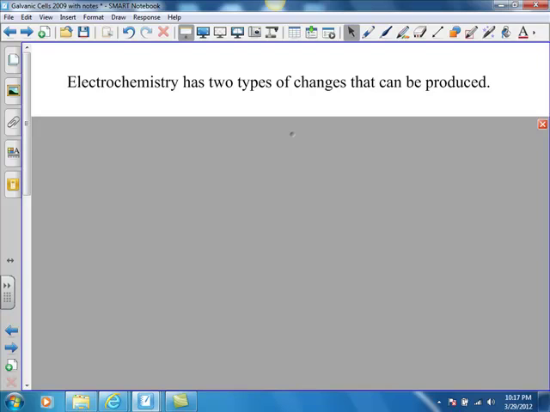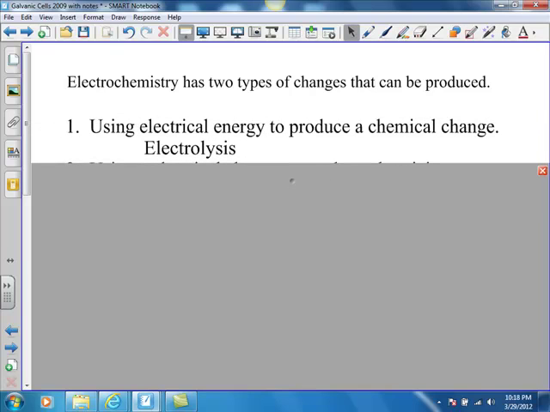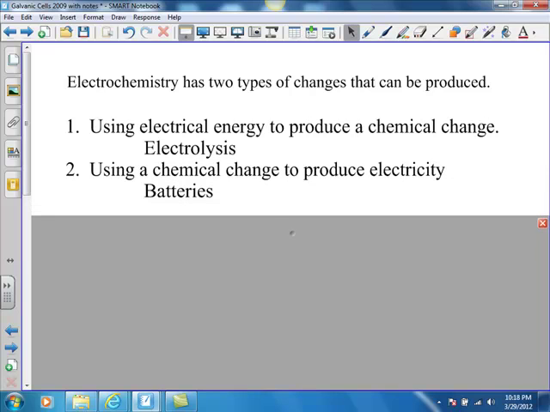Now, from that, we spawn off into 2 different types of electrochemical changes that can occur. The first type of change is when we use electrical energy to actually produce a chemical change. So we add electricity to some reactants, and that's going to cause the change. And that's called electrolysis. The other type is when we use a chemical change to produce electricity.